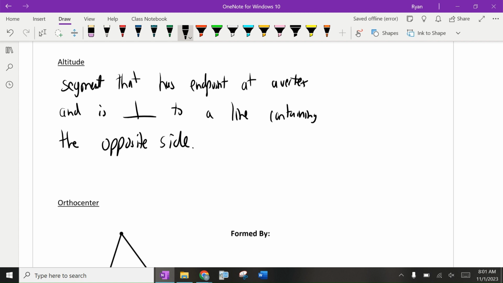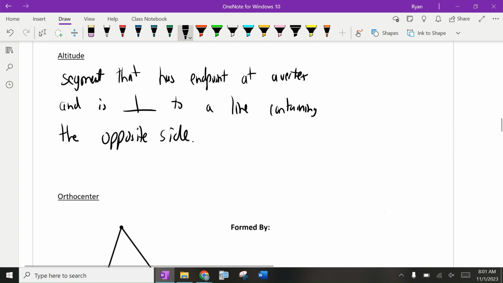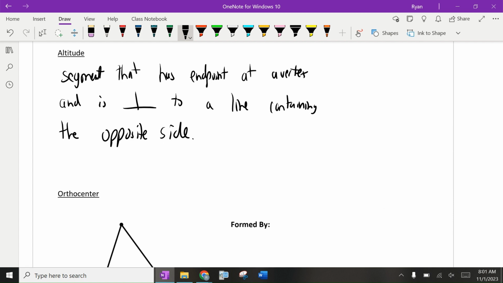And this definition has some words in it that might seem like they're a little bit extra and unnecessary. We'll see why they're in here in just a moment. I didn't just say from vertex perpendicular to the opposite side. I said a line containing the opposite side. And this is our fourth and final one. Then we'll start looking at ways to keep track of them, remember which is which, differentiate between them, and be able to identify, because that is a skill in and of itself. So altitude, perpendicular.